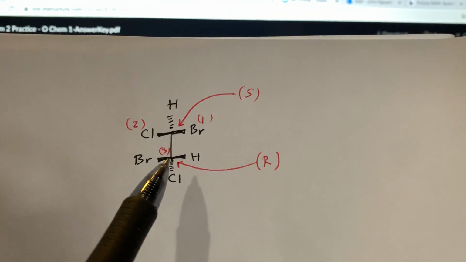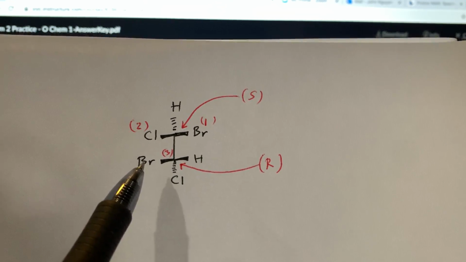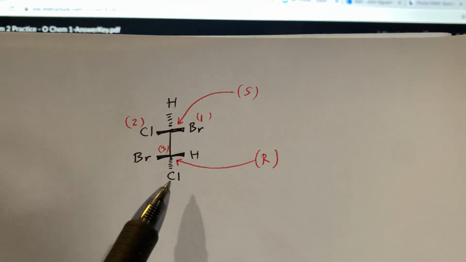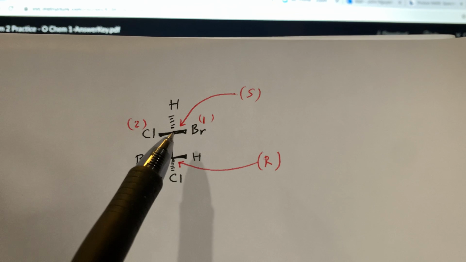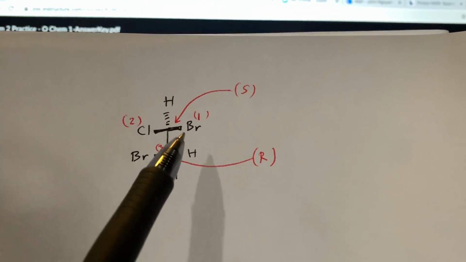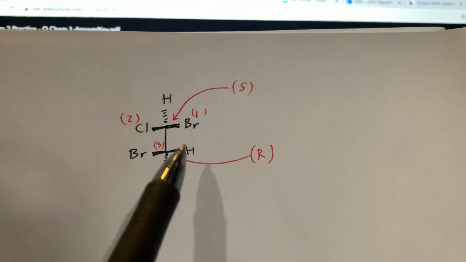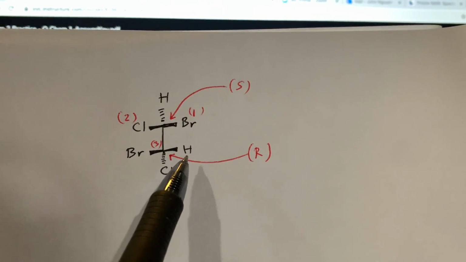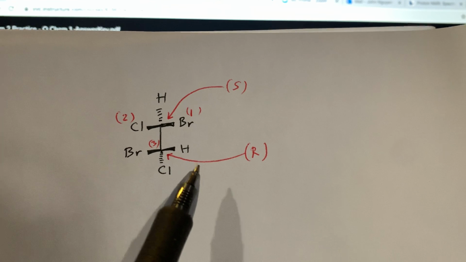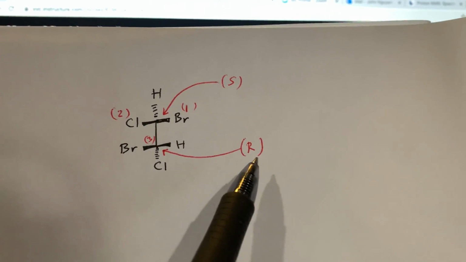It's the same idea, except Br is 1. Okay, Cl is 2. And then that's 3, right? So you go 1, 2, 3. Looks like you're doing counterclockwise. Okay, it is counterclockwise, but remember hydrogen is towards you, so everything you see here is opposite. So it looks like S, it's actually R.